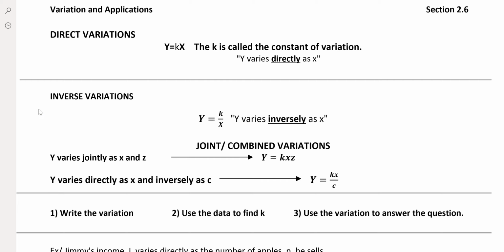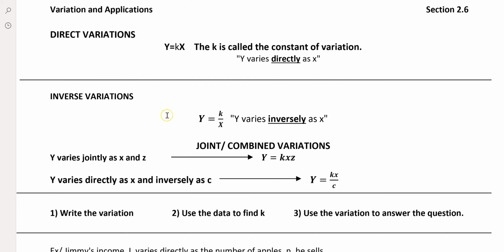Okay, so these are variations. So we have direct variations and inverse variations. A direct variation means that as one thing changes in one direction, like increasing, the other will also increase. So as one goes up, so does the other. Like my weight. The more I eat, the more weight I gain. That is a direct variation.